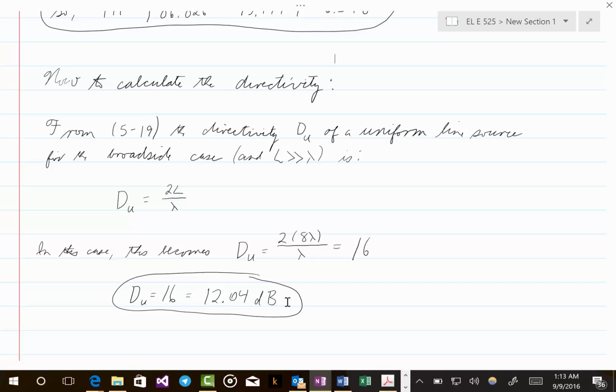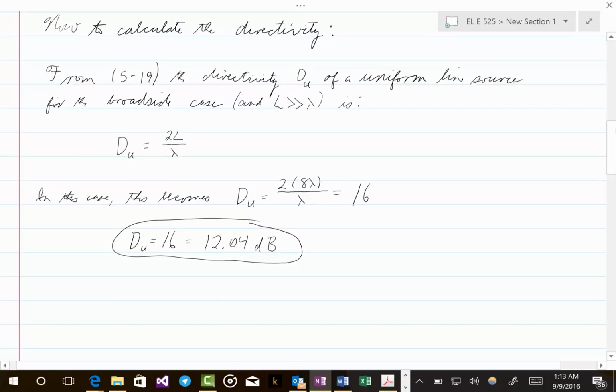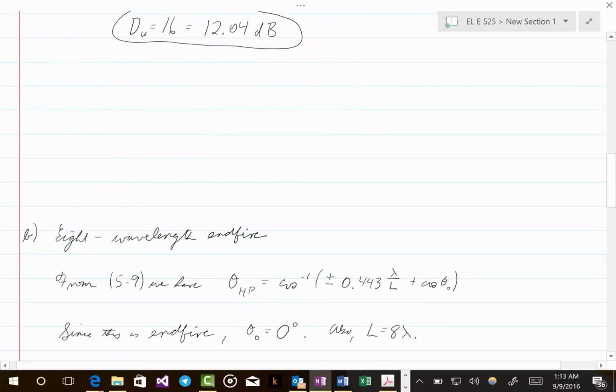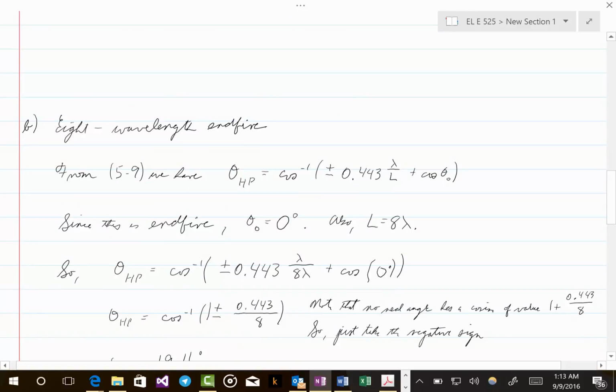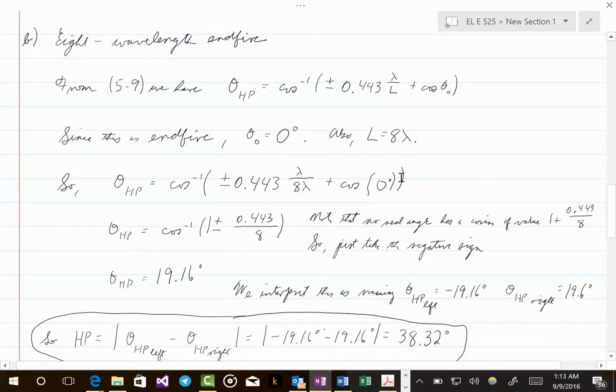So now in part B of this problem, we want to do the same calculations for the end fire case. In this case, we assume that the source has phasing so that the main beam will be in the end fire direction rather than in the broadside direction. And that end fire direction, as we've already mentioned earlier, we could take to be 0 degrees or 180 degrees for convenience. Let's go ahead and just take it to be 0 degrees. So once again, what we want to calculate is the half power beam width and the directivity.